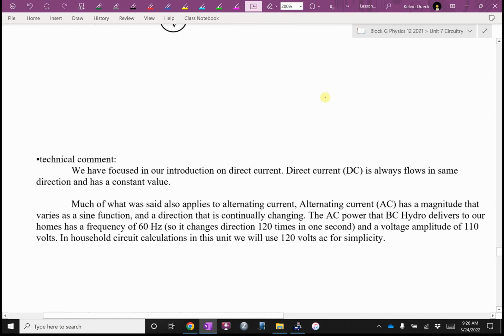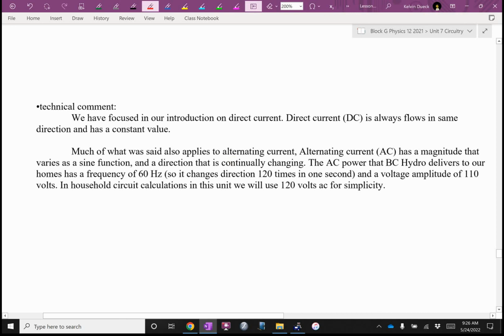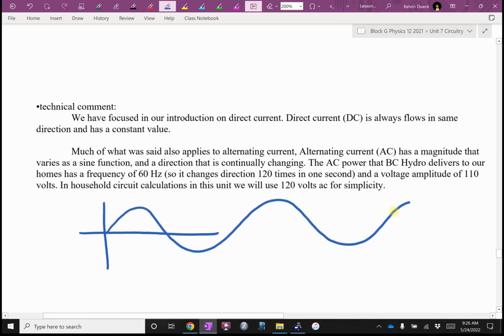Final technical comment. We focused my introduction here on direct current, DC. It always flows in the same direction. It has a constant value. Much of what I've said also applies to alternating current, AC, but it has a magnitude that varies as a sine function. Alternating current looks like this. And it has a direction that's continually changing.